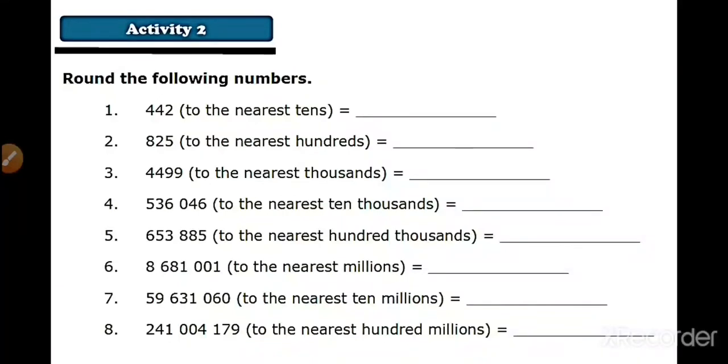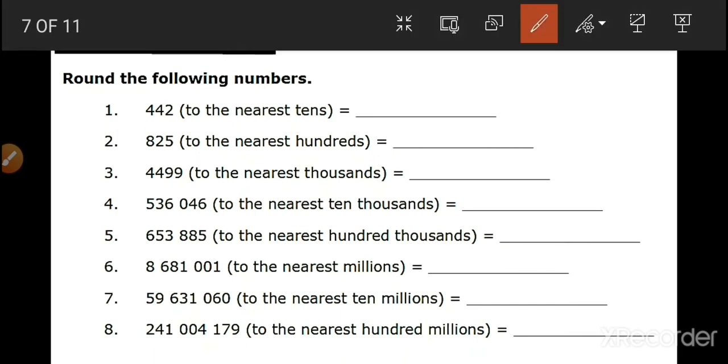Activity 2. Round the following numbers. Okay, I will answer number 1. 442 rounded to the nearest tens. Okay, so I identify first where is the tens. So we say our place value. We have ones, tens. I will underline 4. Okay, is it rounding up or rounding down? Okay, it's rounding down because from 0, 1, 2, 3, 4, it's rounding down.